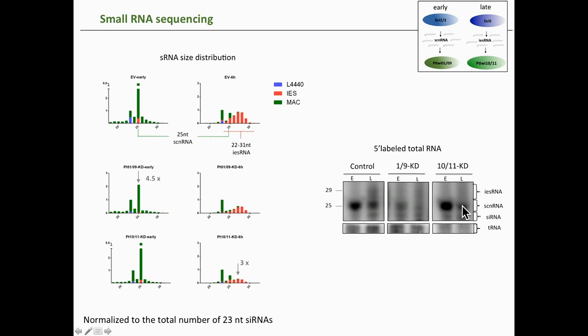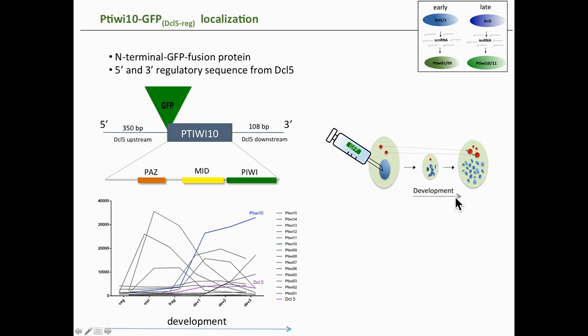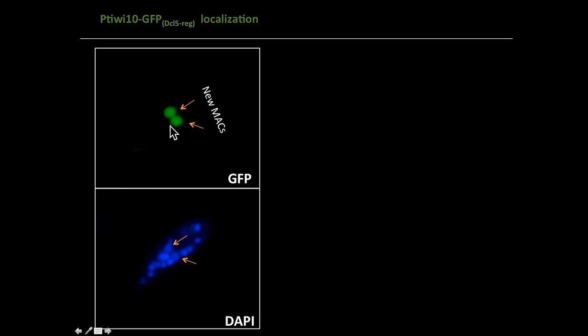Then we wanted to see where PV10 localizes. Of course, we hope to see it in the new macronuclear anlagen, where the whole iesRNA pathway takes place. I have to tell you here that PV10 is one of those proteins which is expressed in the new MAC, but we are only able to inject into the old MAC. That's why I had to change the regulatory sequence of the protein, and we chose DCL5. And indeed, PV10 is localizing into the new anlagen, but unlike DCL5, it is not forming any foci.